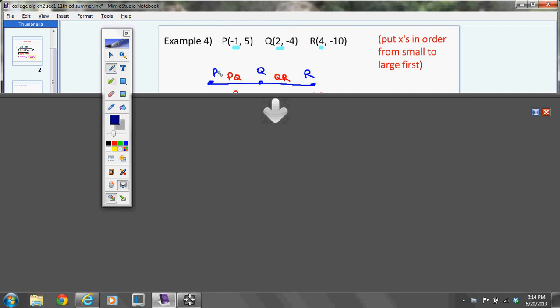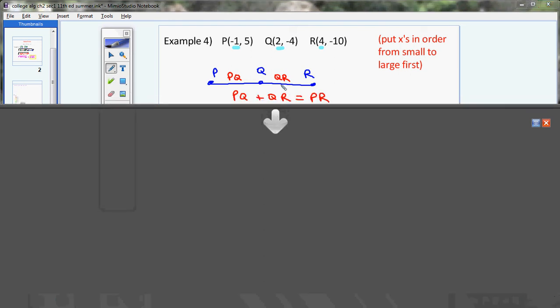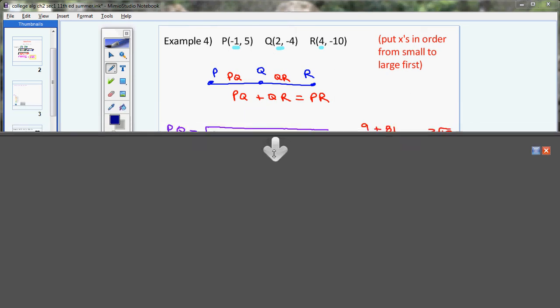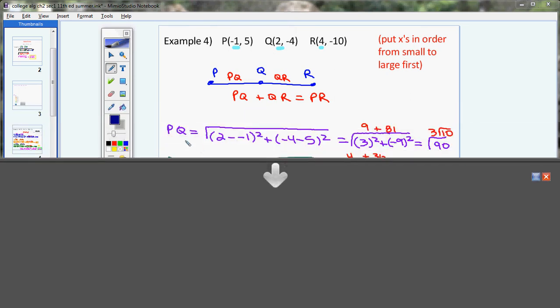Now, what I've got here is if the distance from P to Q plus the distance from Q to R equals the distance of the whole line, then they are collinear. So I'm doing PQ plus QR to see if it equals the distance of the whole line. If it does, then it does make a line. So the first thing I did was PQ, the distance from there.